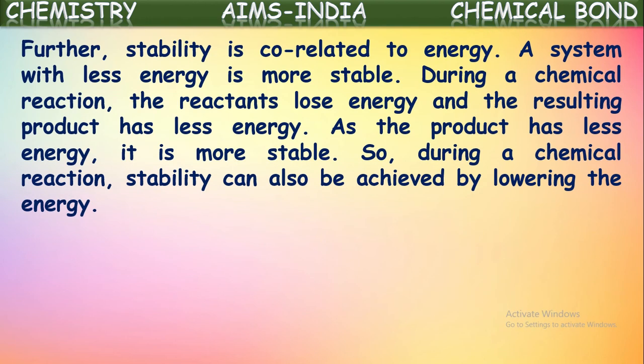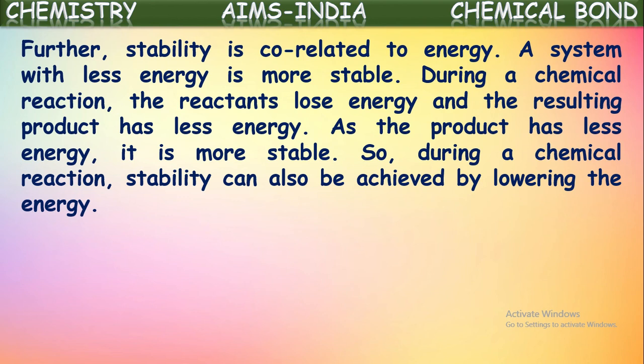Further, stability is correlated to energy. Yes, the stability is also correlated with energy as we told. A system with less energy is more stable. During a chemical reaction, the reactants lose energy and the resulting product has less energy. So here we discussed sodium and chlorine. Both are more reactive as they have unstable electron configuration. So they are unstable and have more energy.